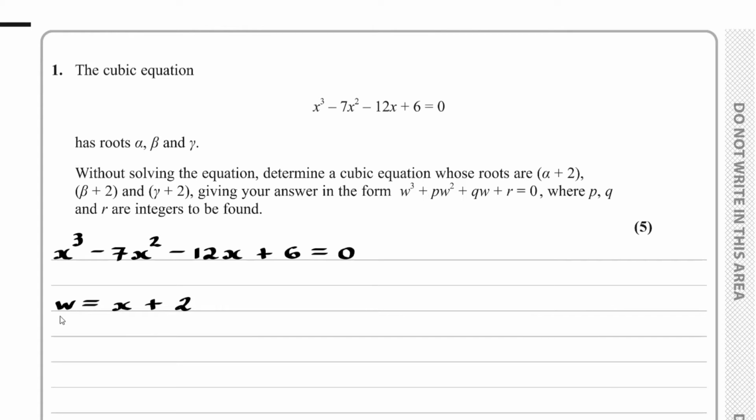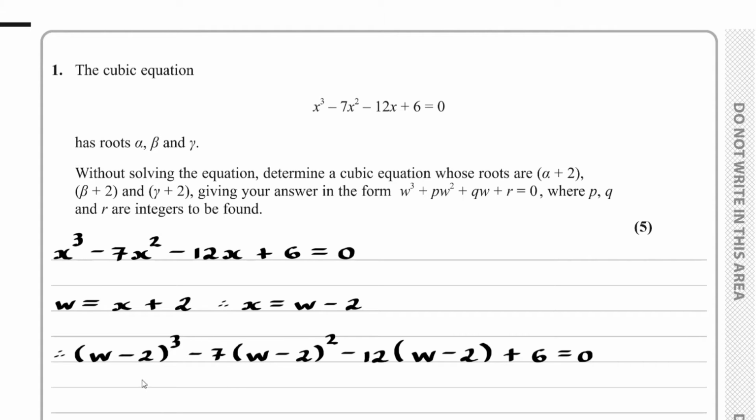Now, what we need to do is rearrange for x and then substitute back into our original equation to find a new equation. So if we rearrange for x, you will find x equals w subtract 2. What we now need to do is replace the x with w subtract 2. And if we do that, we end up with w subtract 2 cubed subtract 7 multiplied by w subtract 2 squared subtract 12 lots of w subtract 2 plus 6 equals 0.